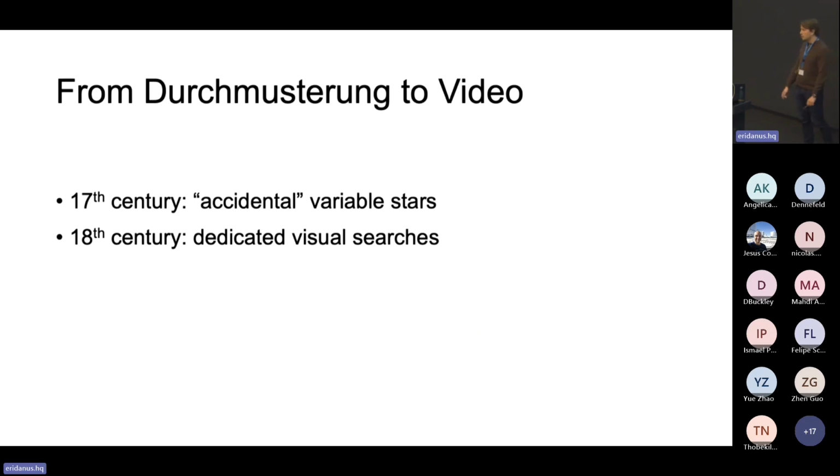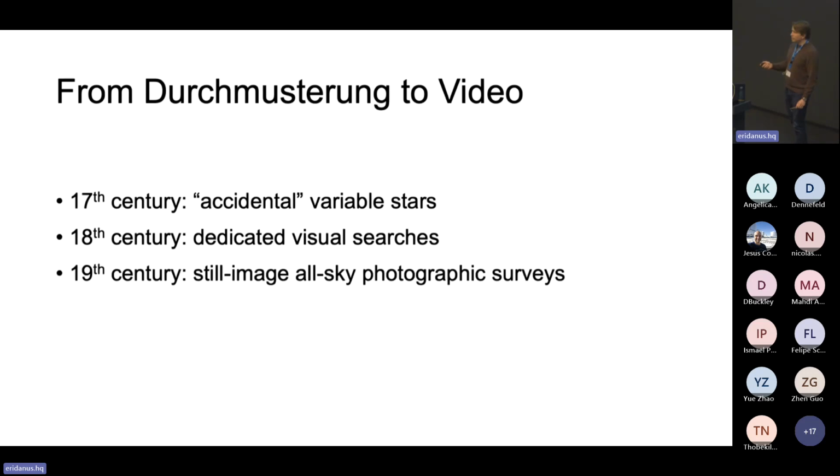Then in the 18th century, more and more dedicated visual searches were conducted to identify what type of variability there is. And for example, John Goodricke identified the delta Cephei variables and also Beta Lyrae eclipsing binaries. And in the 19th century, this was really when photographic plates came around. The big Durchmusterungen, the Bonner Durchmusterung and also the one from the Cape, were made to survey the full sky. But that was, of course, still images.